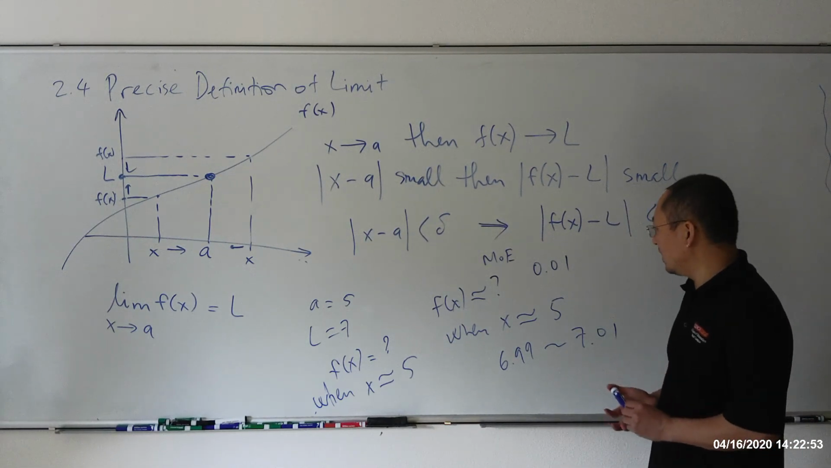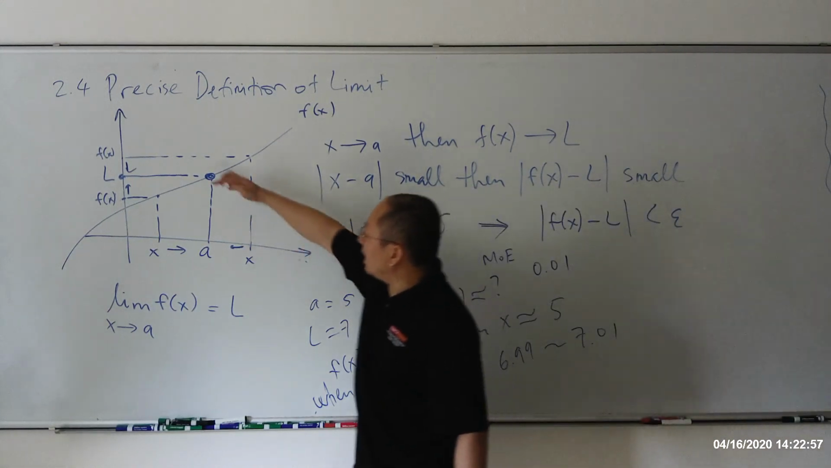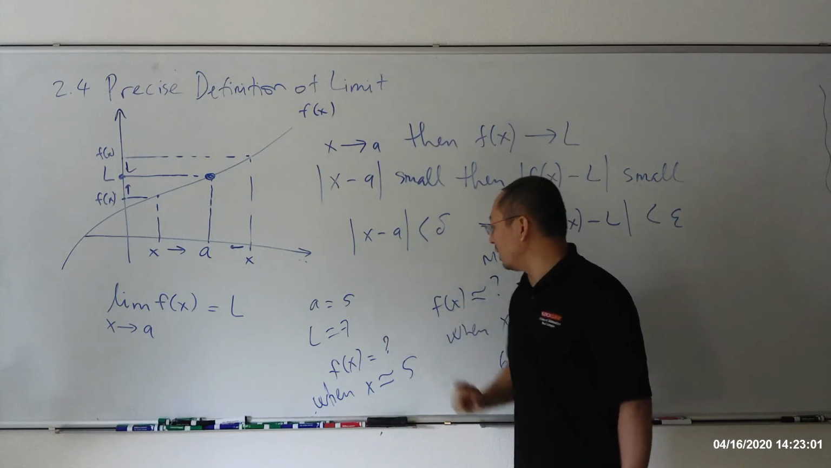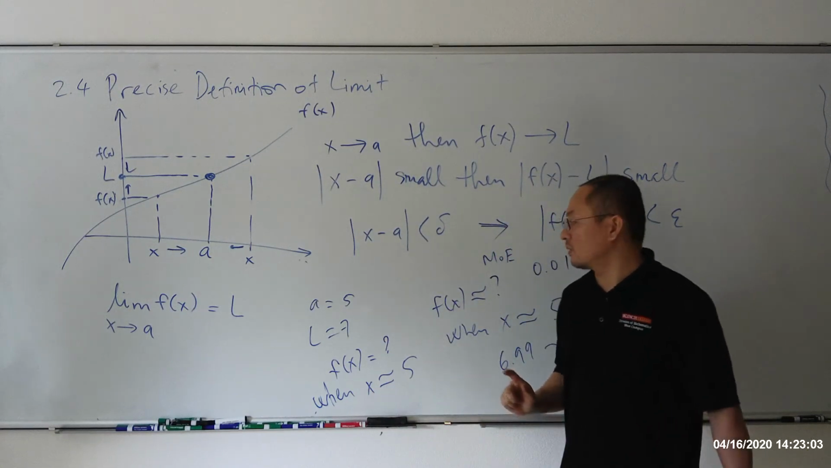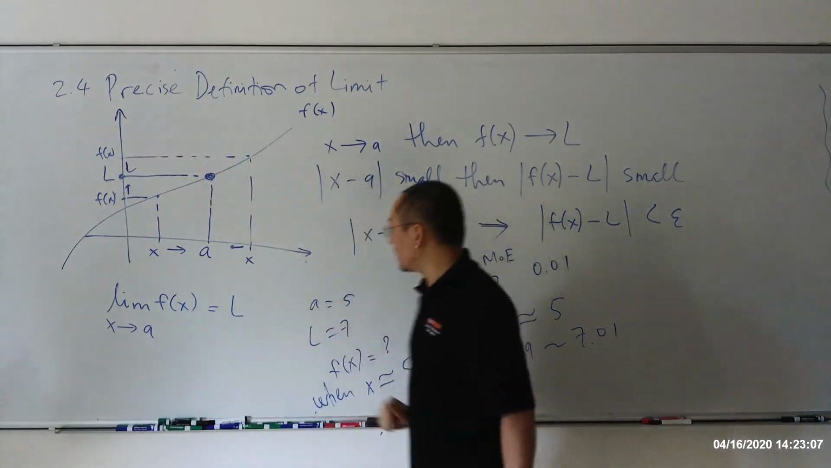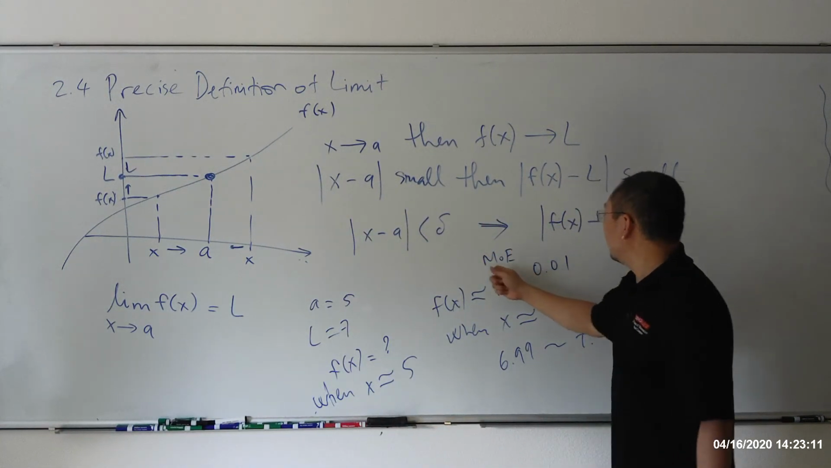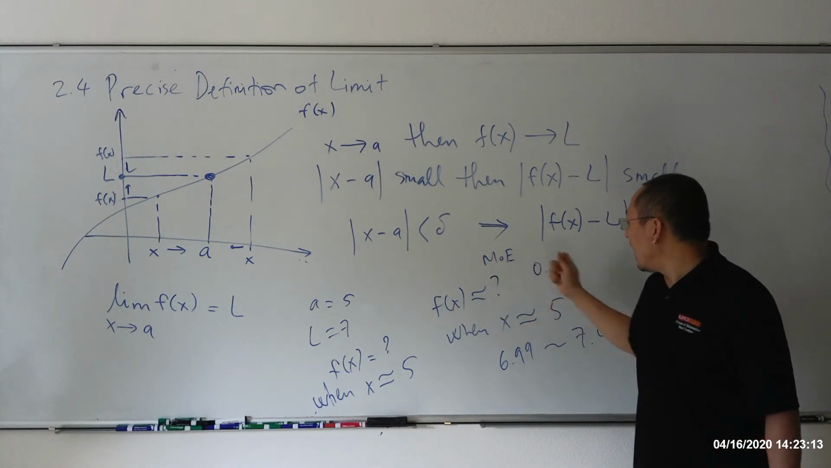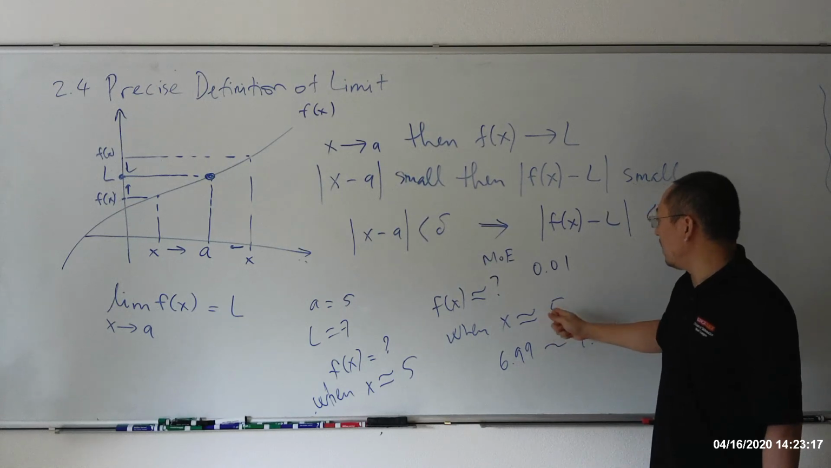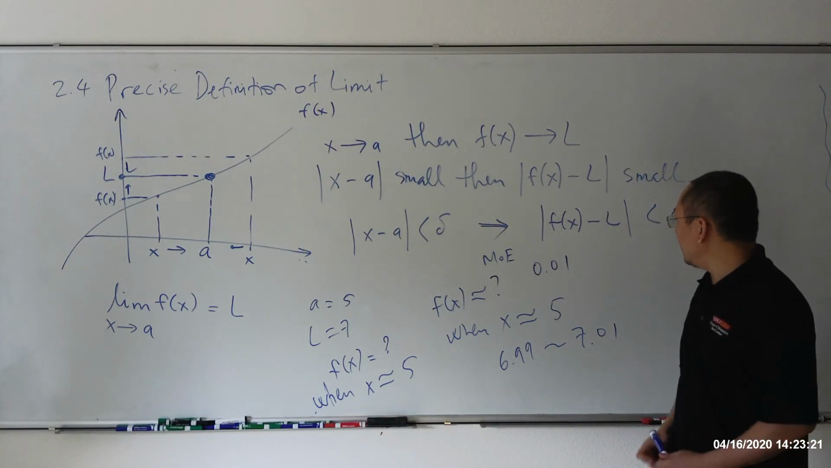That was the idea. So to say it one more time, we try to approximate the value of the limit L, in this particular example 7, when x approaches 5. When x is close to 5, what would be the output? And in terms of statistics, we talk about margin of error. I want to approximate the value of the function when x is close to 5 with errors of around 0.01.